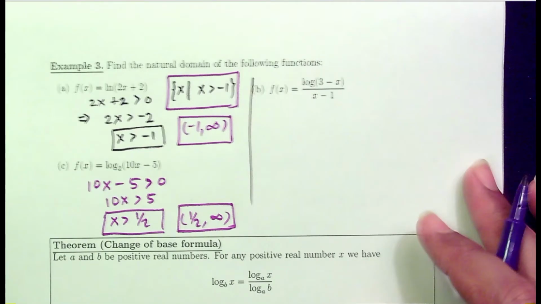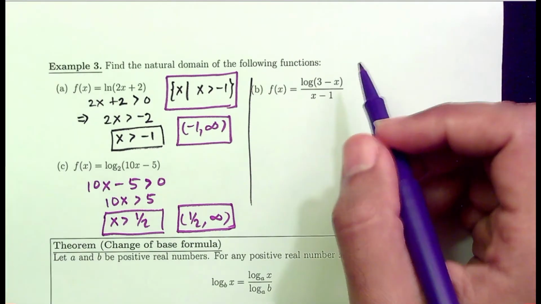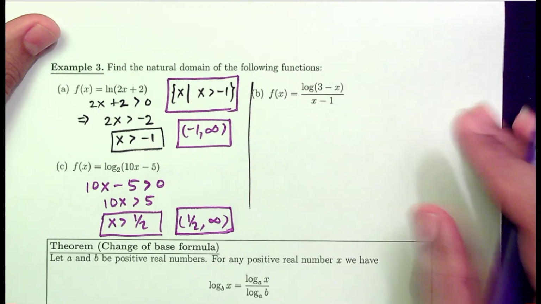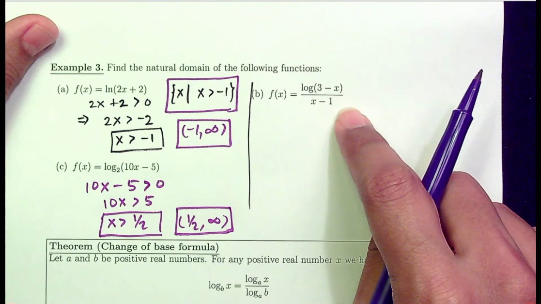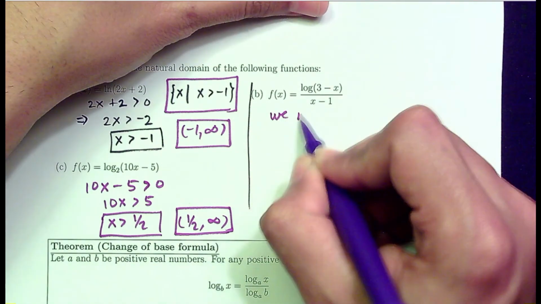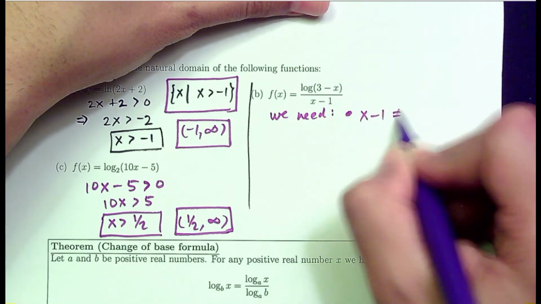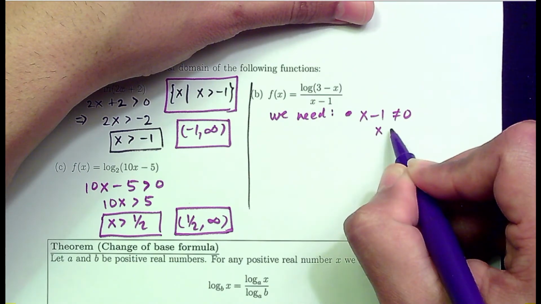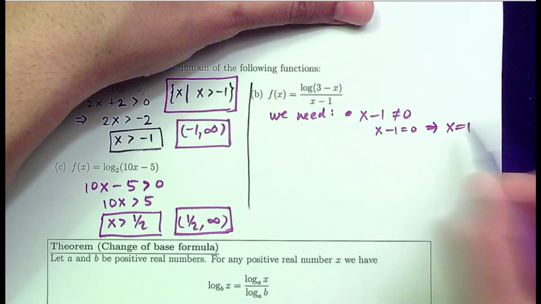All right, and last one. Let's go over the bullet points. This one has 2 bullet points that apply. The very first one says if you have fractions or rational expressions, the things that are on the bottom cannot be equal to 0. So we need, first bullet point, x minus 1 cannot be 0. So you set it equal to 0, you solve it. So that means x equals 1 is the number that makes the bottom 0.